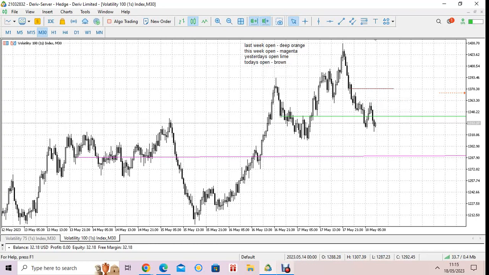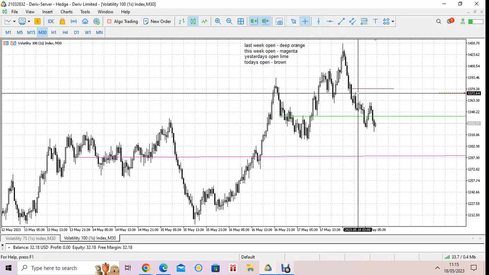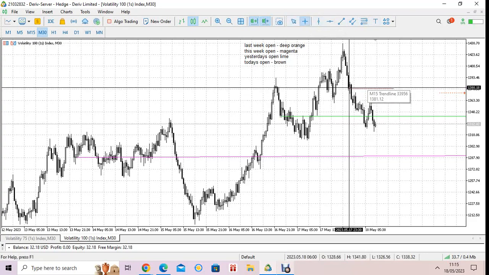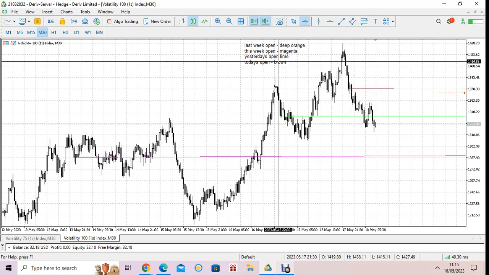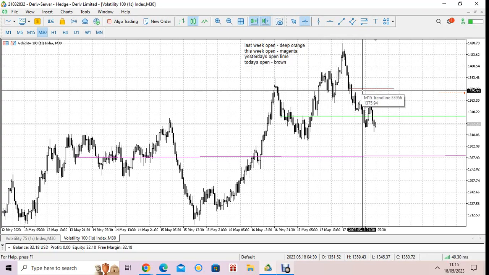I feel like time is an important factor in trading. That's what my mentor taught me, at least. So today's open price is here. Hold on, I have to make sure you guys can see the cursor. Yes, today's open price is here, and I always use the color brown to represent today's opening price.